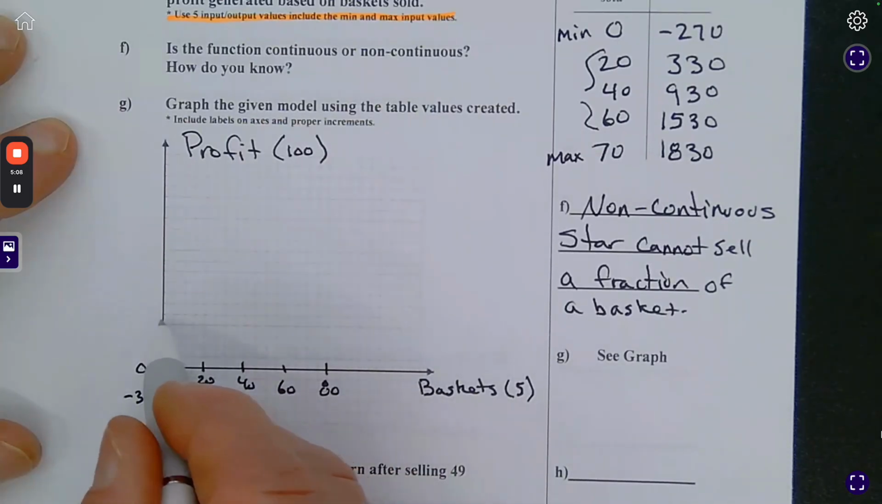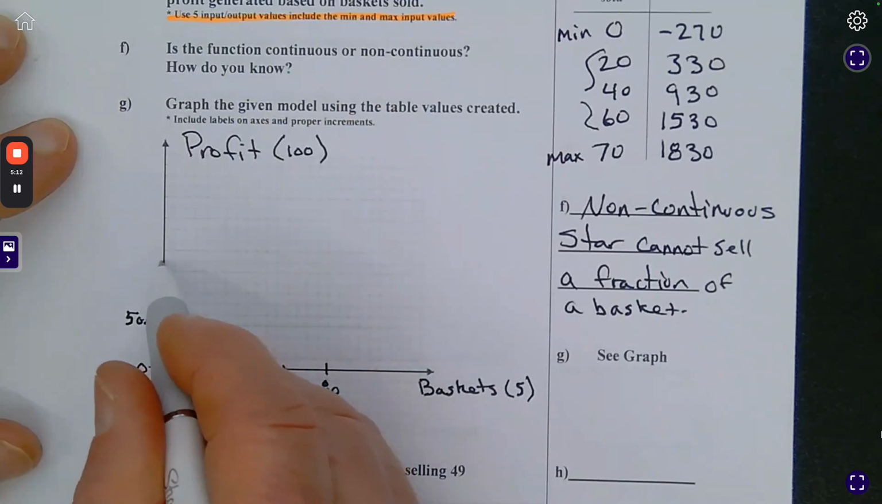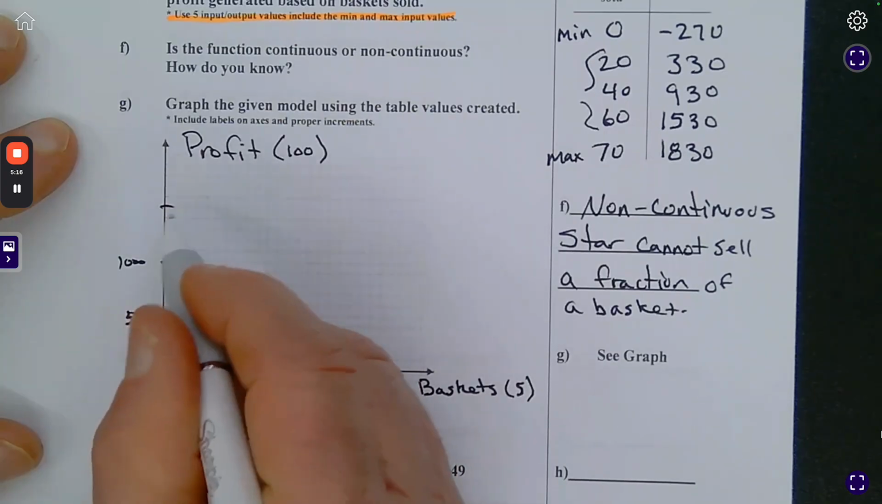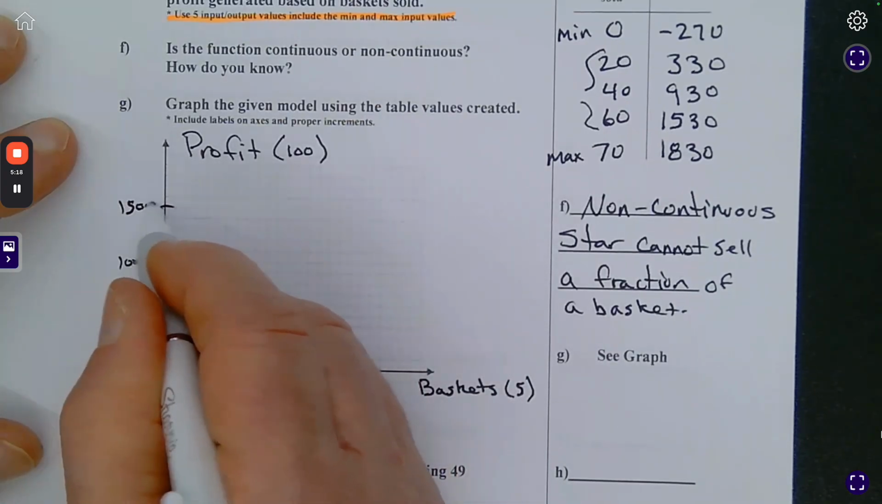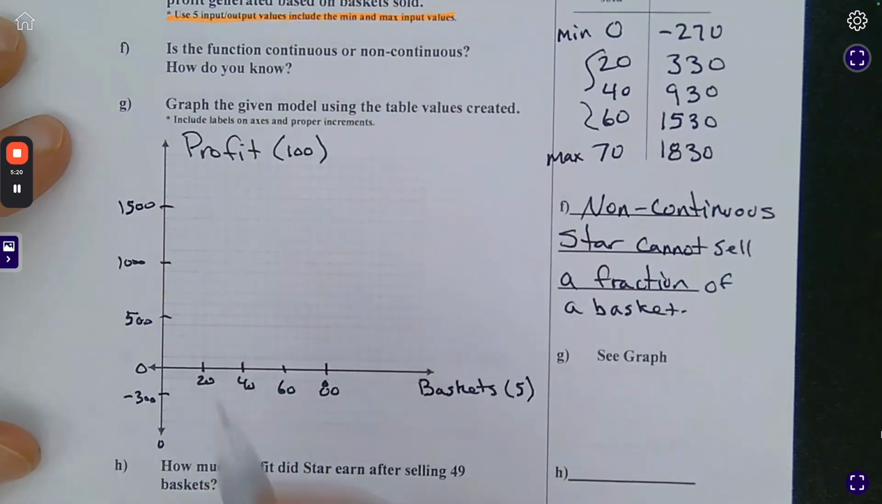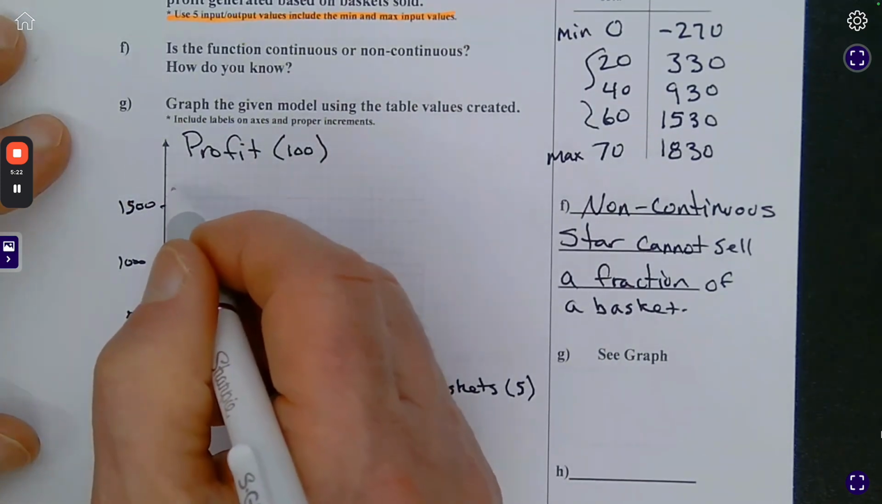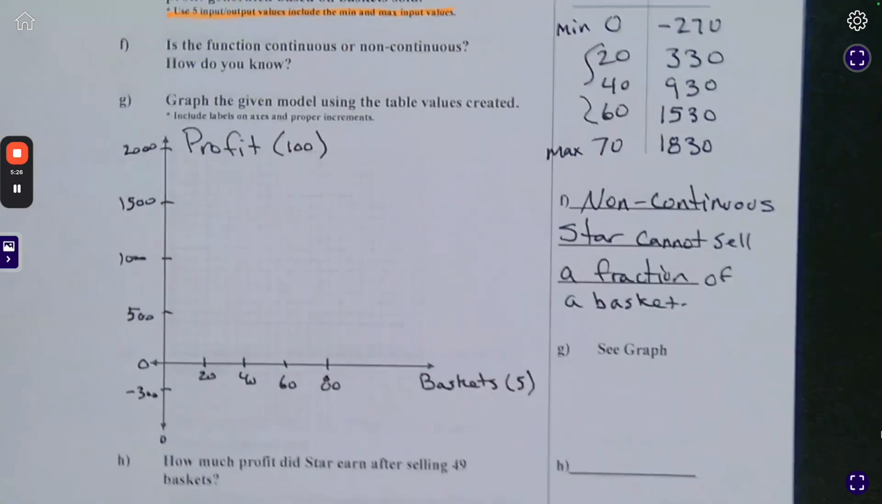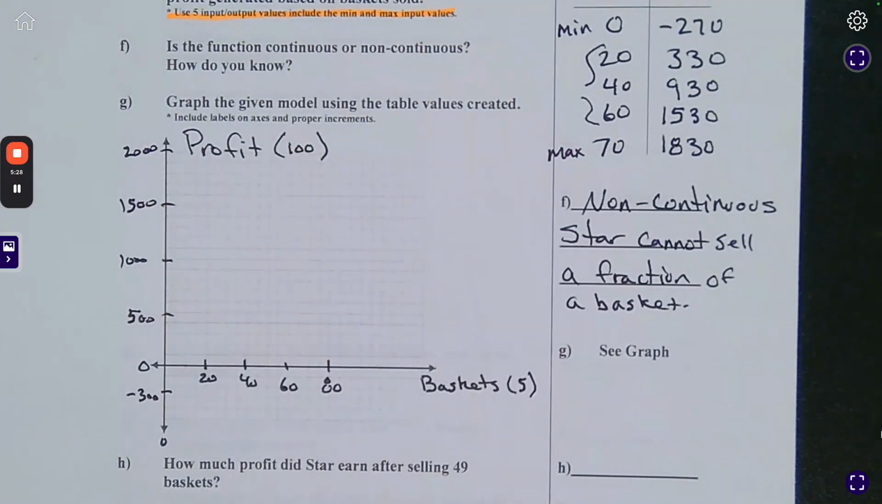1, 2, 3, 4, 5. Okay. Oh, I gotta go a little bit more. 1, 2, 3, 4, 5. Ooh, wow, almost ran out of room. Okay, but that's a good use of my graph.